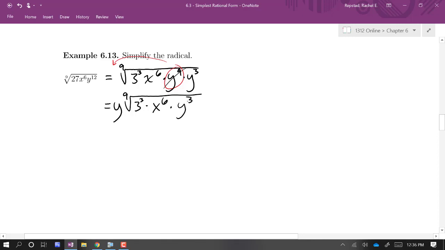But maybe we can reduce the order of this radical. And the way that we try to do that is to use the exponential form. So instead of the 9th root, I'm going to raise it to the 1/9 power.